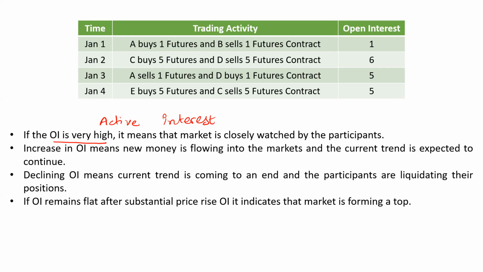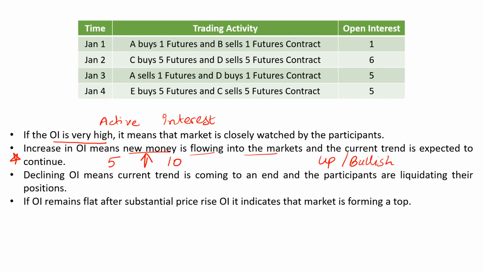And there are a lot of people who are tracking this particular stock. If the open interest is increasing, yesterday there were 5 contracts, today there are 10 contracts, that means the open interest has gone up. If the open interest has gone up, means new money is flowing into the market. So new people are entering into the market and the current trend is expected to continue. So this is a very important point. If the open interest is going up, that means the current trend is expected to continue. If currently the prices are going up or if the trend is bullish, we are expecting this trend to continue in the near future. If the current trend is bearish, then we are expecting that the trend will remain bearish in the near future as well.